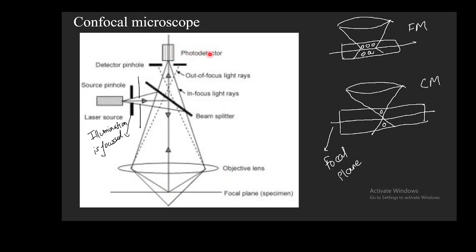So there are two things they have added. One is the pinhole they have added in between the laser source light and the excitation filter, and the other pinhole they have added in between the dichroic mirror and the emission filter. So there will be one emission filter as well. So let me just draw that also. So here will be the emission filter. This is going to be the emission filter.